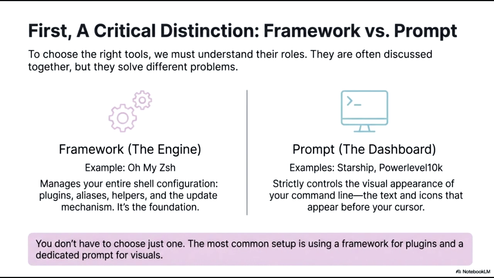To choose the right tools for your terminal environment, we must first understand the critical distinction between a framework and a prompt. While these are often discussed together, they serve very different roles. Think of the framework as the engine. A primary example is Oh My ZSH. It serves as your foundation, managing the entire back end of your shell configuration, including plugins, aliases, helpers, and updates. In contrast, the prompt acts as the dashboard. Tools like Starship or PowerLevel10K strictly control the visual appearance of your command line, specifically the text and icons that appear before your cursor.